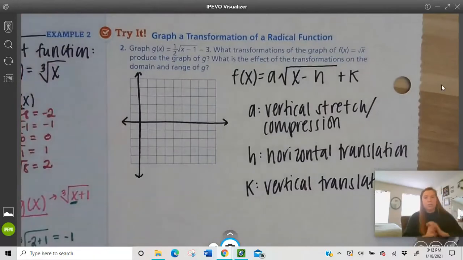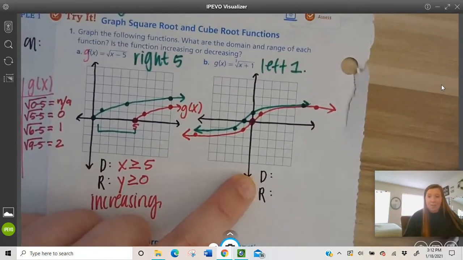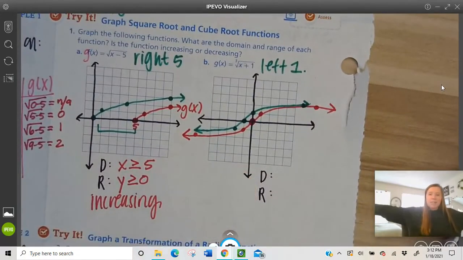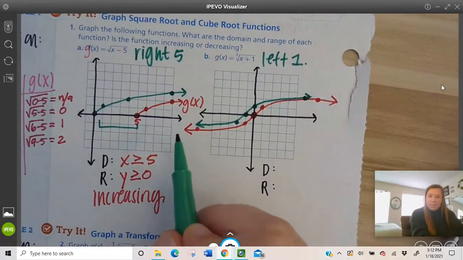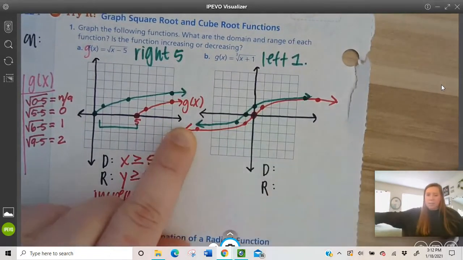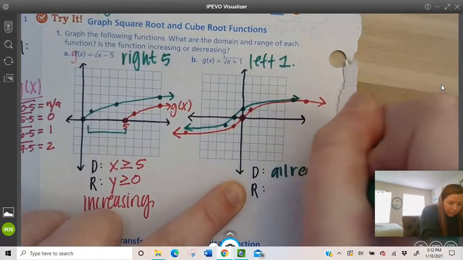We want to graph a transformation of a radical function. Oh, I didn't do the domain and range of this one. So let's talk about that. Domain is my lowest x value to my highest x value. So x is going down over to the left to negative infinity, and it's going to the right to positive infinity. My domain is going to be all real numbers.